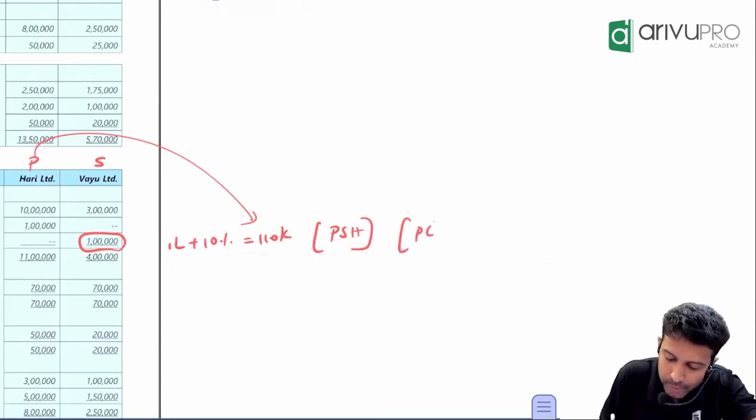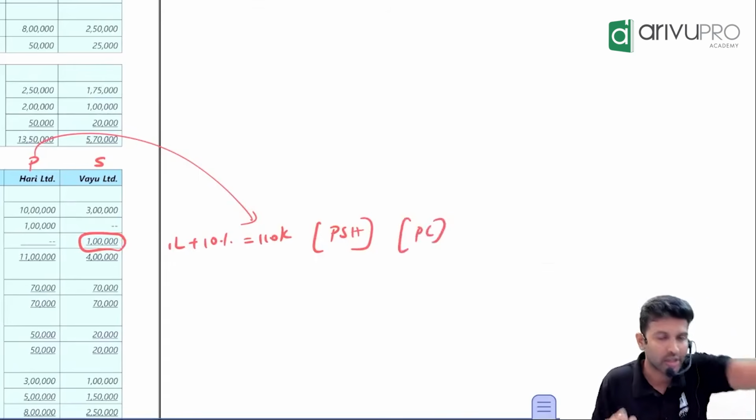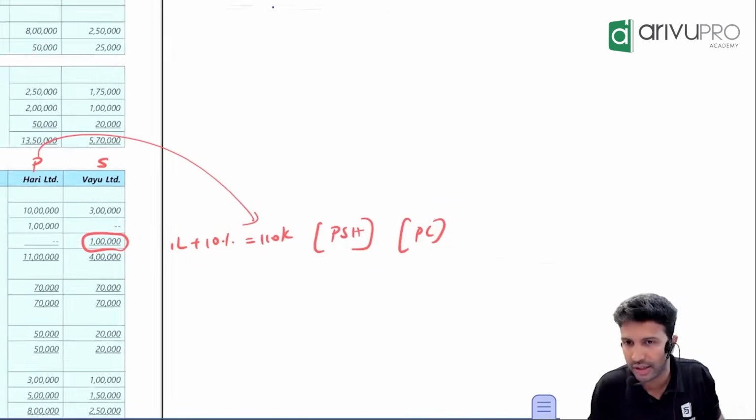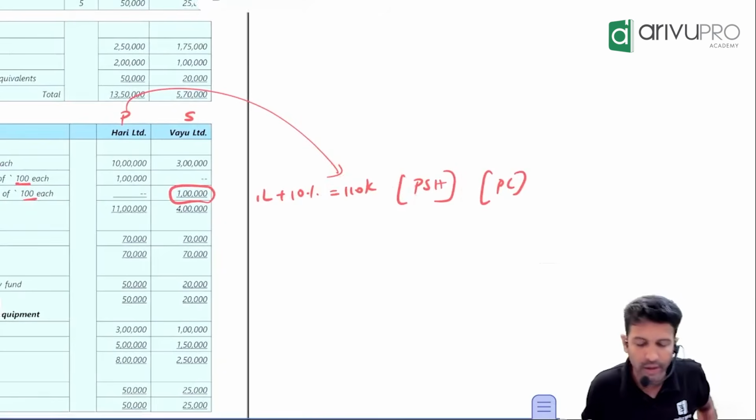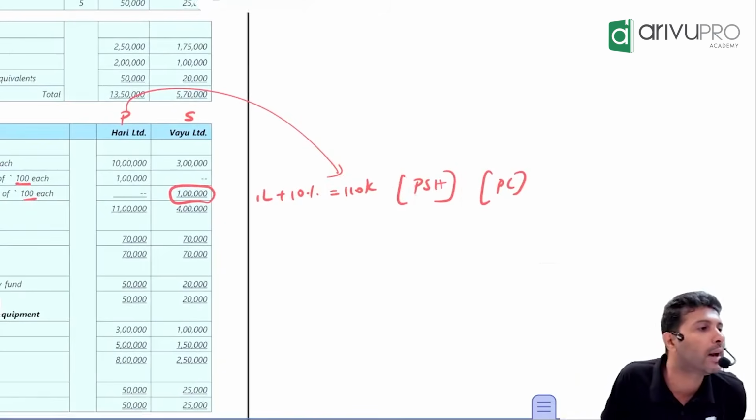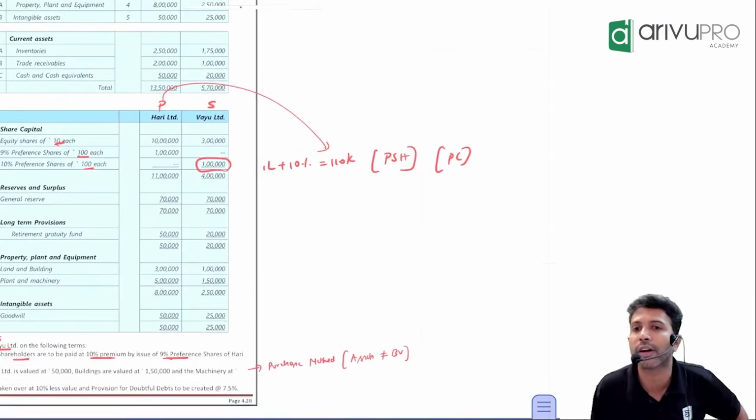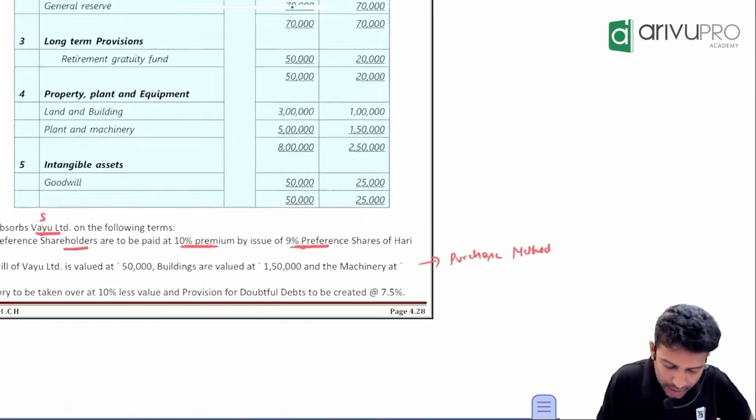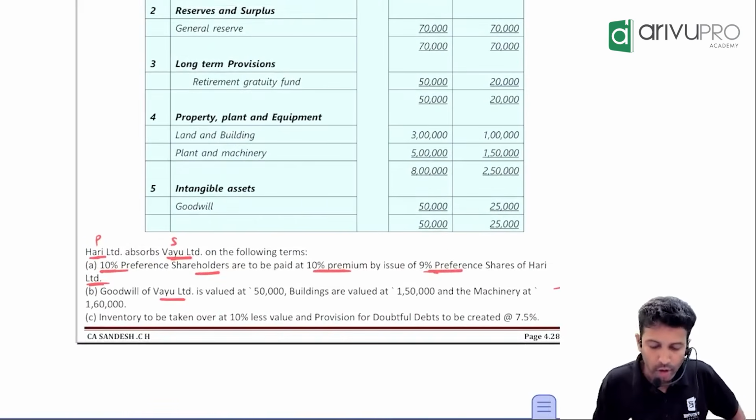So will this form part of PC? Yes, because preference shareholders are the owners of the company. To one kind of owner, called preference shareholders, we paid 1 lakh 10,000. So far, okay. Next, goodwill of Vayu Limited.